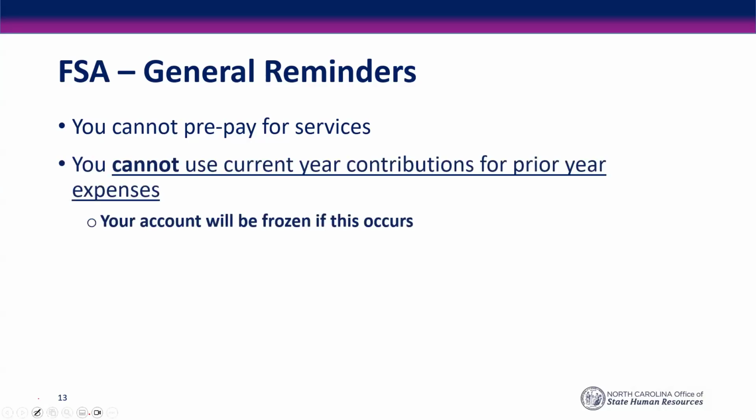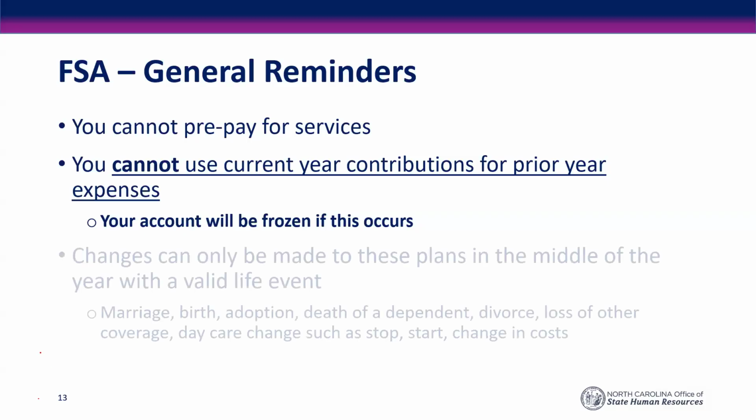Let's see. You cannot use current year contributions for prior year expenses. So if you have a bill from last year and you're still trying to pay that off and you use your convenience card for it and P&A finds out, they will freeze your account. So please be careful paying for prior year expenses with current year money. Now, if you're paying prior year expenses with a rollover fund, that has to be done manually, and that is okay. But it's when you're swiping your card in the current year for prior year bills.